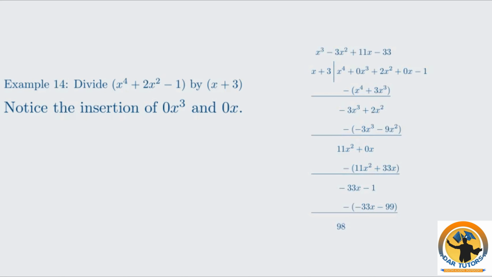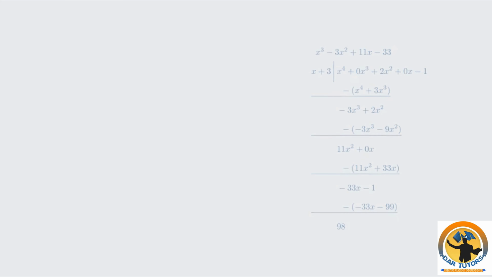The process is the same. We find the quotient term by term, multiply, and subtract. After several steps, we find the quotient is x cubed minus 3x squared plus 11x minus 33, and the remainder is 98. The same algorithm works for dividing by a quadratic or higher degree polynomial.